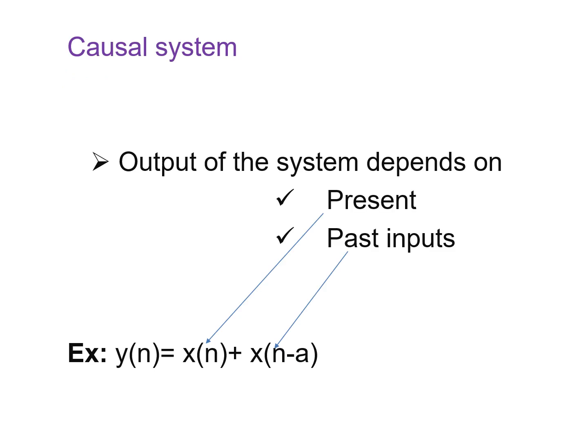Now let us see causal system. If the output of the system depends on present and past input, that we can call it as causal system. Here an example is given. y of n is equal to x of n plus x of n minus a. Here y of n is present output, x of n is present input and x of n minus a is past input because n minus.